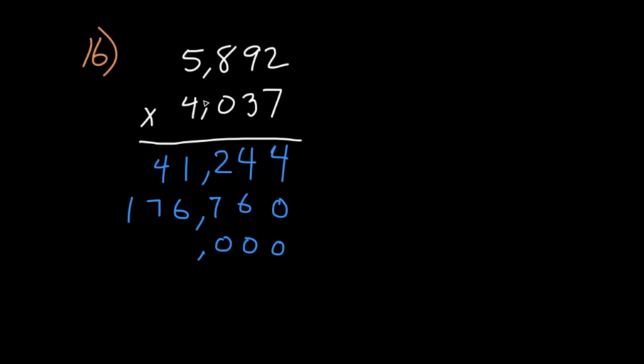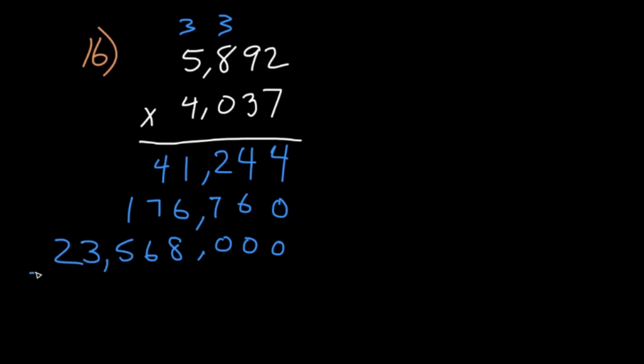So now we do 4 times 2 is 8. 4 times 9 is 36. Carry the 3. 4 times 8 is 32, plus 3 is 35. Carry that 3. Now we have 4 times 5 is 20, plus 3 is 23.